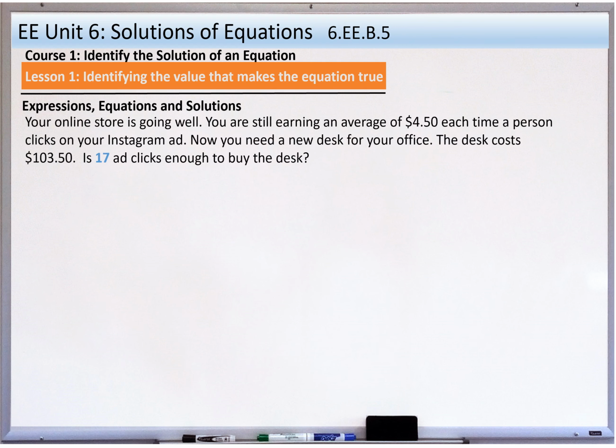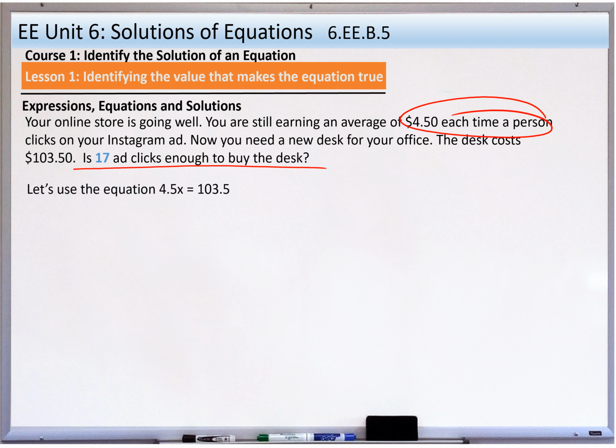So let's go back to our example from the previous unit. It says your online store is going well. You are still earning an average of $4.50 each time a person clicks on your Instagram ad. Now you need a new desk for your office. The desk costs $103.50. And you ask yourself the question, is 17 ad clicks enough to buy the desk? So if you get 17 ad clicks at $4.50 each, will that be enough money to buy your desk for $103.50?